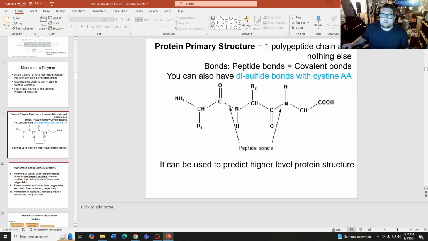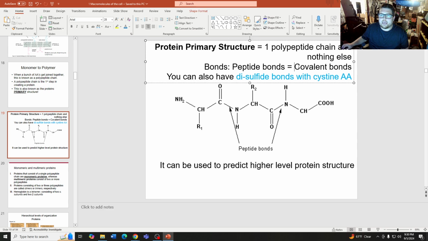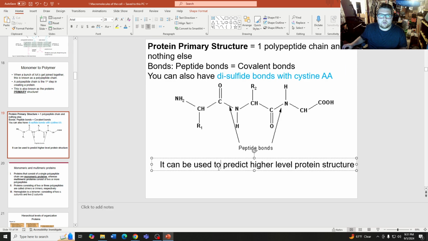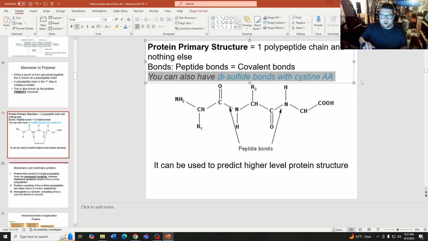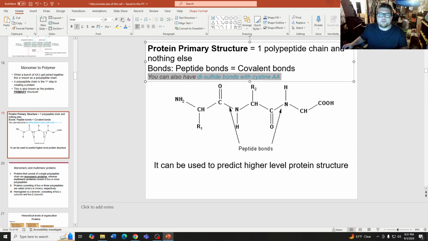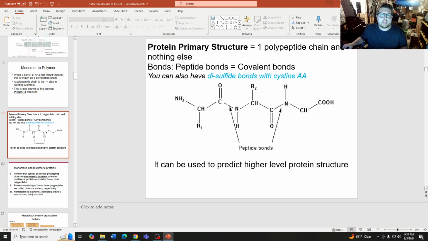So that primary protein structure is one polypeptide chain and nothing else. The bonds are peptide bonds, aka covalent bonds. This is an extra little tidbit. There is a specific amino acid called cysteine that has sulfur, which can also do a different kind of bond called a sulfur bond. I don't want to get too deep into that right now. Don't worry about that too much.